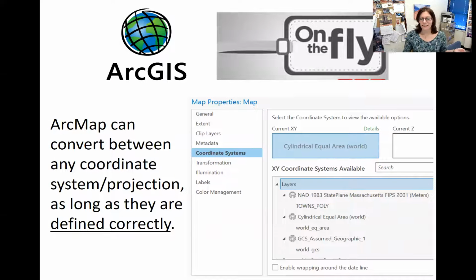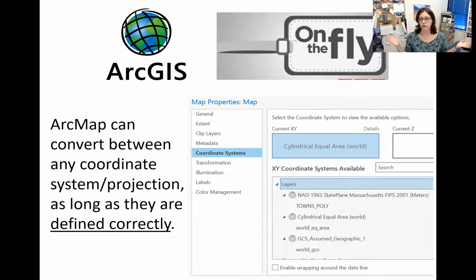That last piece, that GIS can deal with a whole bunch of different coordinate systems, 50 different coordinate systems in the same context. That is because, and this should say ArcGIS Pro, that was also true of ArcMap Desktop. ArcGIS can convert between any different coordinate systems, geographic coordinate systems, projected coordinate systems, as long as they are defined and defined correctly.